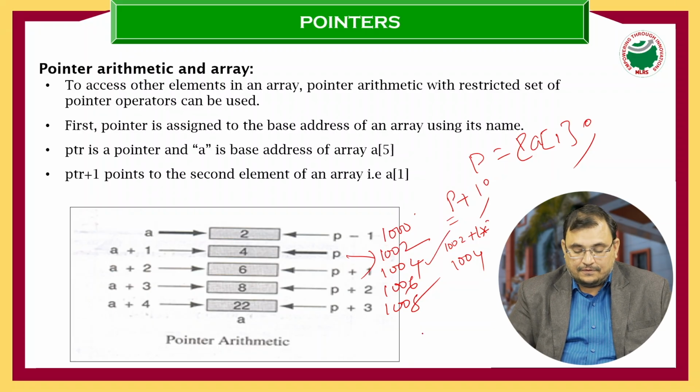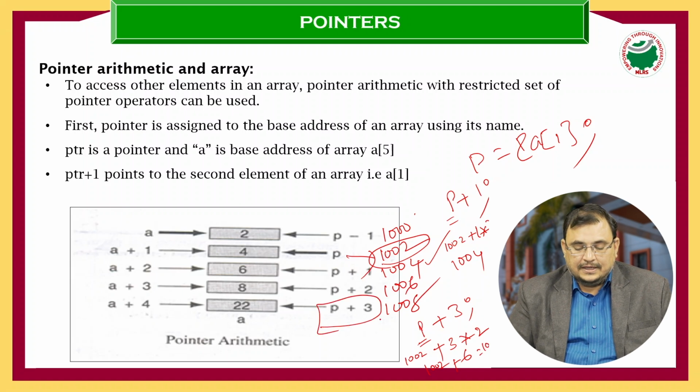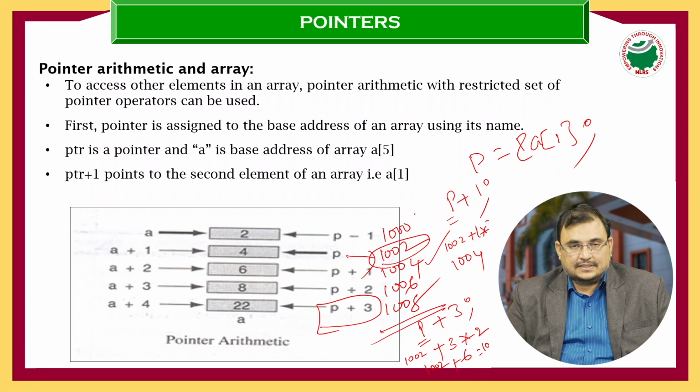Same thing, if you perform p plus 3. What is the value of p? The value of p is 1002. 1002 plus 3 into the scale factor. What is the scale factor for an integer in a 16-bit machine? 2. 3 into 2 is 6. So 1002 plus 6 is 1008. So if you increment the pointer by 3, it points to the 1008 location, that is 22. Hope you understand. So the pointer increments with the scale factor.